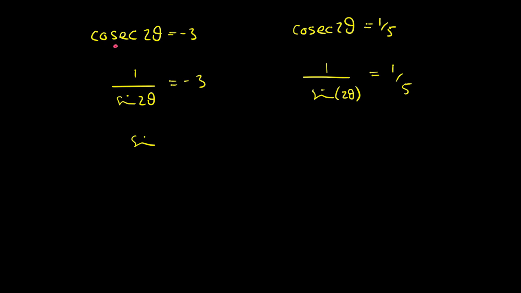Okay, if we were to flip this fraction, we're going to get sine 2 theta is equal to -1 upon 3. And here we're going to get sine 2 theta is equal to 5. Now, of course, the sine graph only goes between plus and -1. So this one must be rejected straight away because sine can never equal 5.